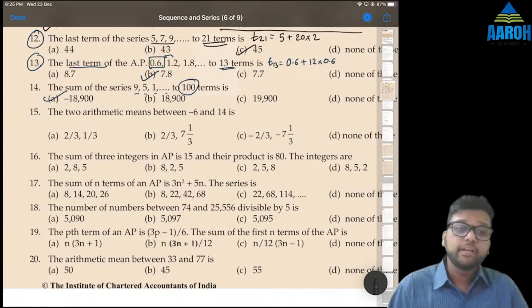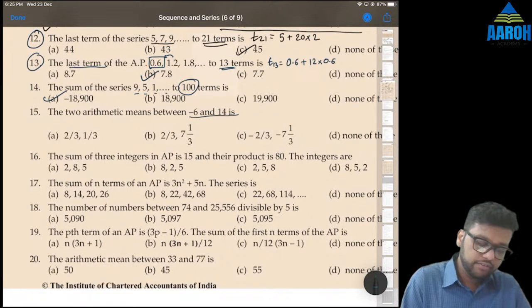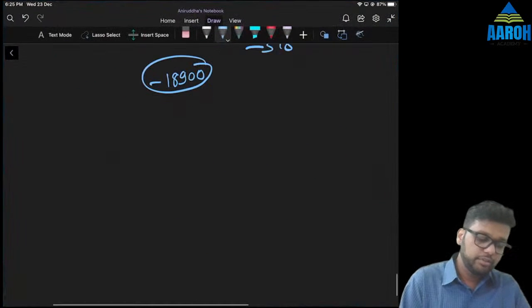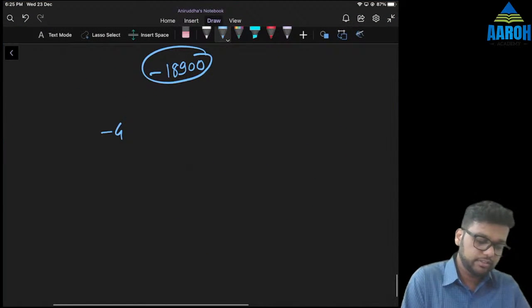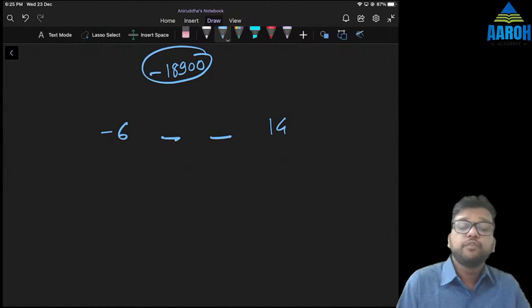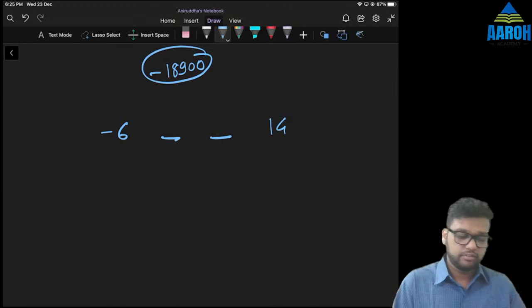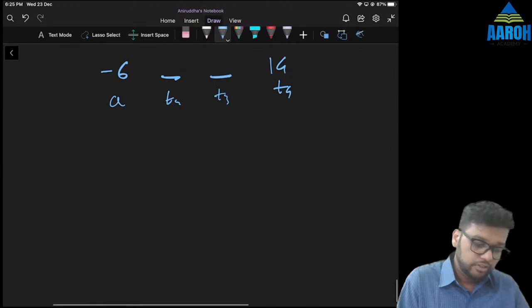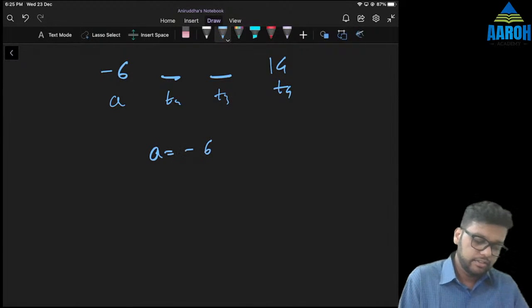The two arithmetic means between minus 6 and 14. Between minus 6 and 14, we have to insert two arithmetic means. Minus 6, dash dash, 14. That means these four numbers should be in arithmetic progression. This is the first term A, this is the second term, this is the third term, this is the fourth term. So A is minus 6 and T4 is 14.